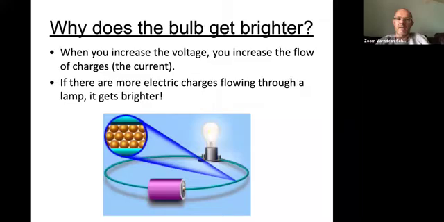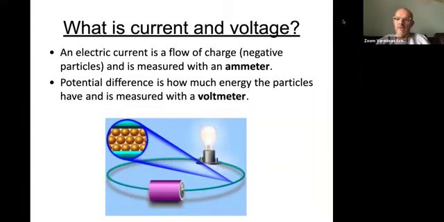Current is the flow of negative charge. So I might just quickly nip back here and have a look at these. The current is the flow of charge, the flow of negative particles or negative charge. The potential difference is the amount of energy that they've got. So potential difference, energy measured in volts; current, flow measured in amps.